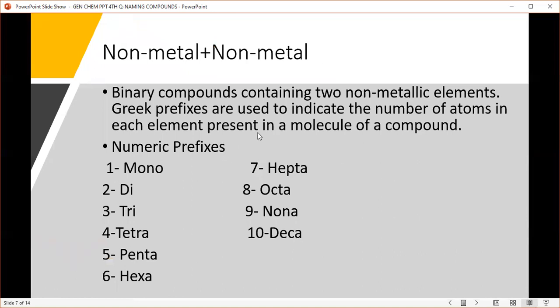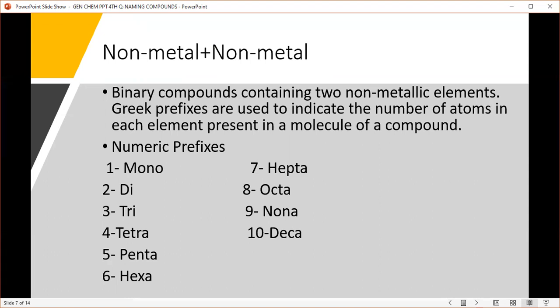So now let's go to our non-metal plus non-metal. So these are molecules, which are also known as binary molecules. So these are binary compounds containing two non-metallic elements. So we will be using Greek prefixes to indicate the number of atoms in each element present in a molecule of a compound. The different numeric prefixes that we have: for 1, that's mono, 2 di, 3 tri, 4 tetra, 5 penta, 6 hexa, 7 hepta, 8 octa, 9 nona, and 10 deca.